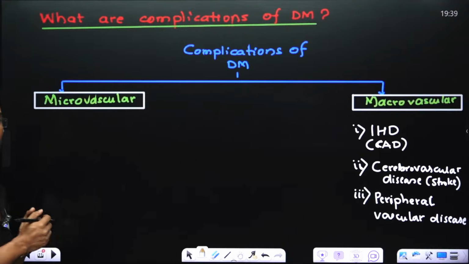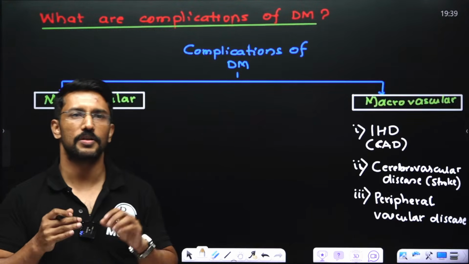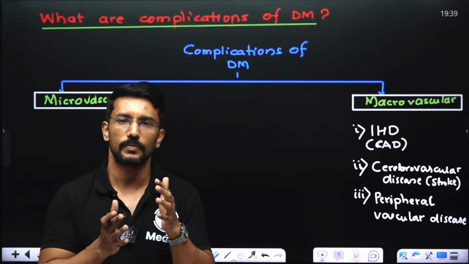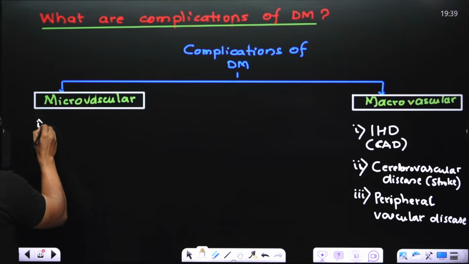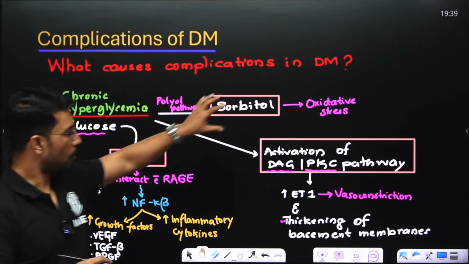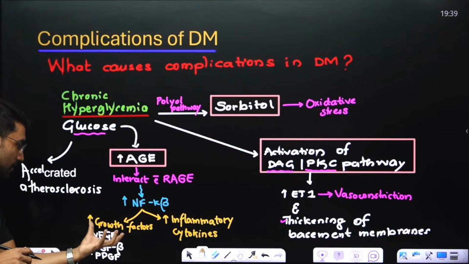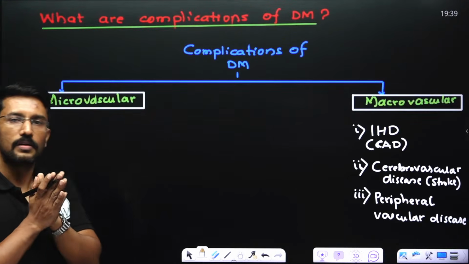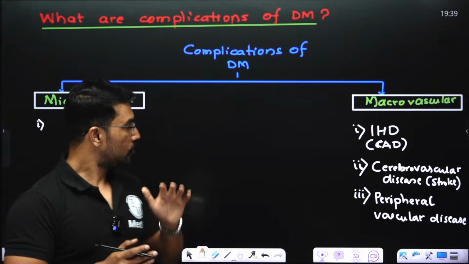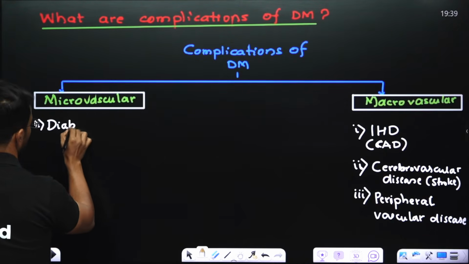We also have microvascular complications. There's a very easy way to remember the microvascular complications. All you have to remember is pathies. All the mechanisms that we discussed just now, oxidative stress, vasoconstriction, thickening of basement membrane, inflammatory cytokines, and growth factors, they cause damage to the kidneys and nerves. So when the kidneys get damaged, we call it diabetic nephropathy.